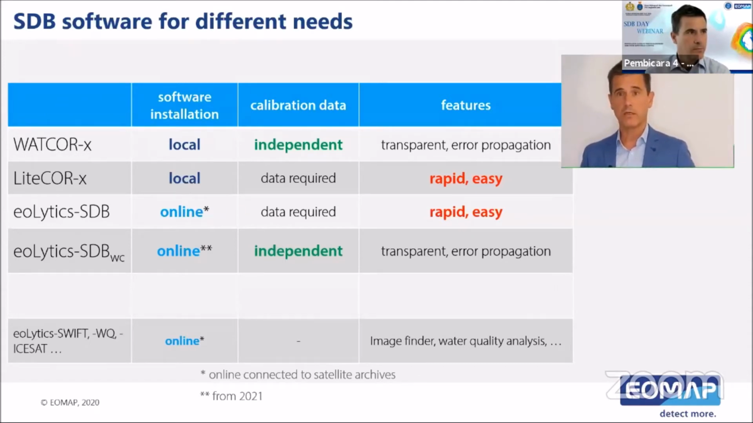LightCore is as well implementing physics-based methodology combined with machine learning. The advantage here is that it is very rapid and even easier to use, but it does require calibration data. This runs locally as well, but we also have a version which runs online. That means you just need a web browser. You need nothing to install on your computer. You use the EOMAP cloud computing facilities, which are already connected to the satellite data archives. So this allows you as well to fill gaps, and I will explain this later in detail.